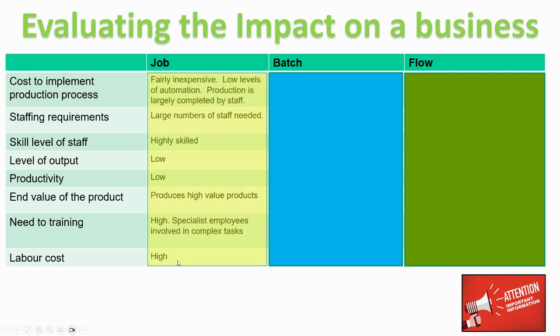So job production, it's fairly inexpensive to bring in. You don't need to automate it. You've already got the workers, but you do need lots of them, and they need to be highly skilled. You make one at a time, so output's going to be low, and that means productivity is going to be low. But you sell a product, wedding cake, Lamborghini, that's a very, very high value at the end. But you do need to do lots of training for staff because those staff have to be very, very highly skilled, and therefore your labour costs are high.